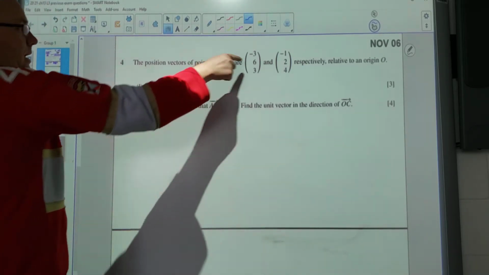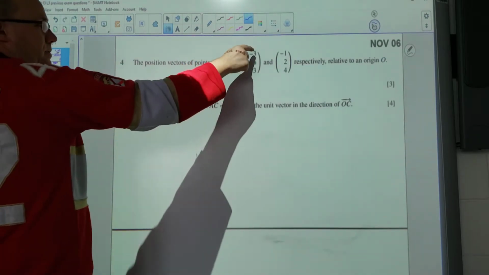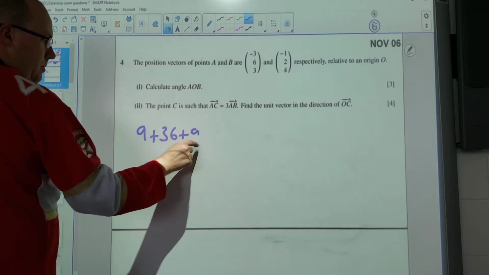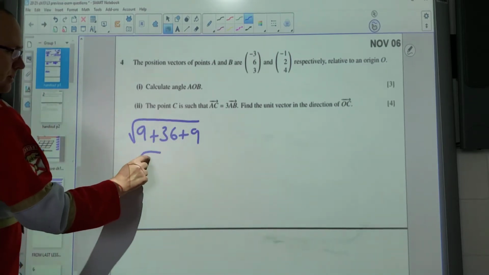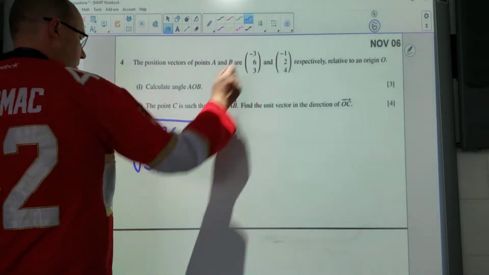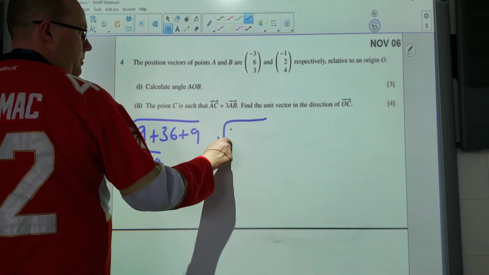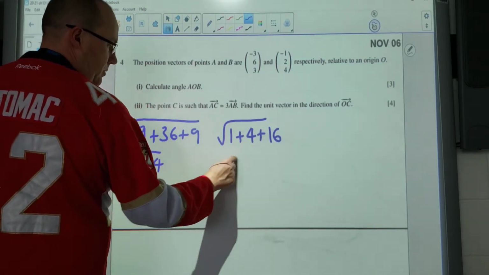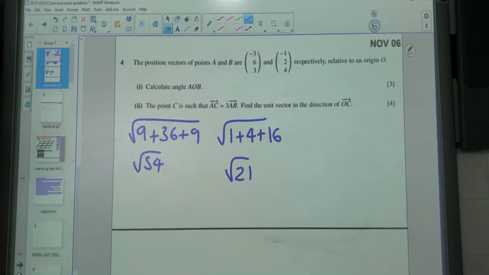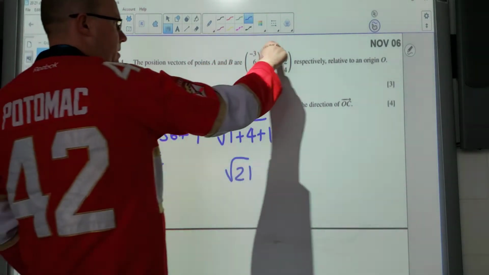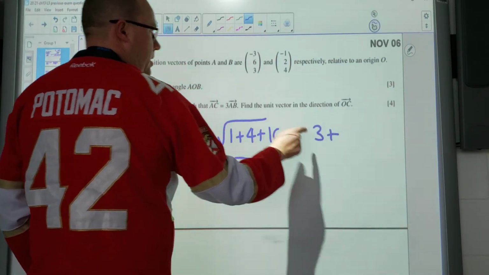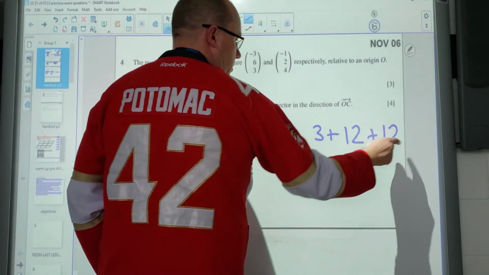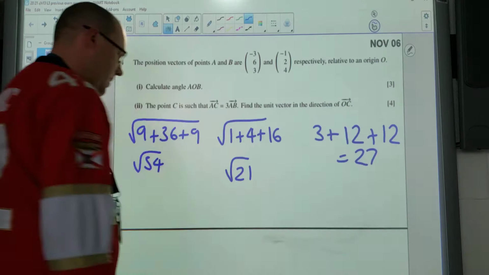So I've got to work out the length of each. So -3 squared plus 6 squared plus 3 squared. So 9 plus 36 plus 9 all square rooted. So that would be the square root of 54. And for this one, it would be the square root of -1 squared, which is 1, plus 2 squared, plus 4 squared, which is the square root of 21. Now I've also got to do the dot product on this as well. So -3 times -1 is 3, plus 6 times 2, which is 12, and 3 times 4, which is 12, giving me a grand total of 27.